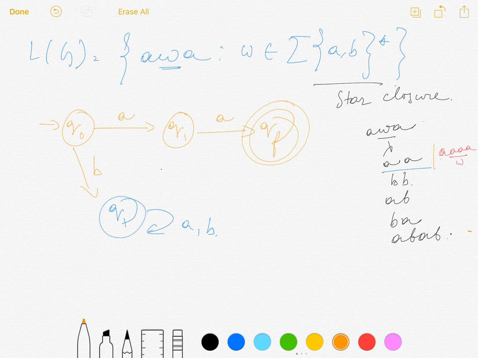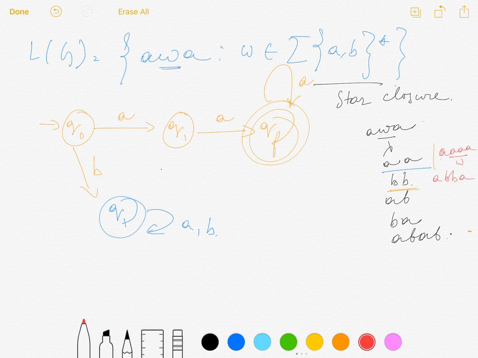And after the final state, whatever a is coming will remain within the final state. That means if 4a is coming, for the first 2a it reaches the final state, and after that whatever a is coming, it will remain within the final state. Clear? Now what will happen if omega equals bb? That means my string will be ABBA.